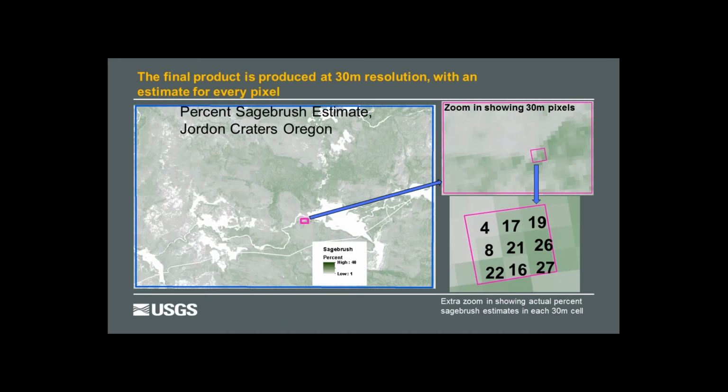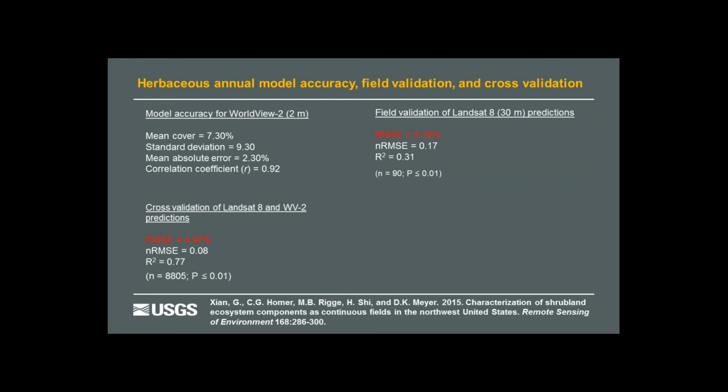This is a final product that they produced. It's produced at 30 meter resolution. It's an example of percent sagebrush estimate in Jordan Craters, Oregon. As you can tell, each pixel has an independent value as a continuous variable, in this case percent cover of sagebrush, but of course they have it for all 9 components.